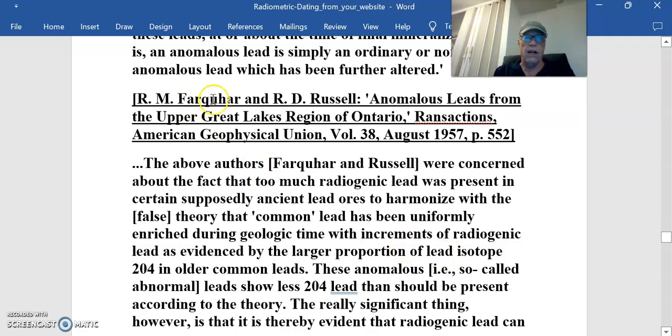So, Farquhar and Russell, anomalous leads. The above authors, Farquhar and Russell, were concerned about the fact that too much radiogenic lead was present in certain supposedly ancient lead ores to harmonize with a false theory that common lead has been uniformly enriched during geologic time with increments of radiogenic lead, as is evidenced by the large proportions of lead isotope 204 in older common leads.